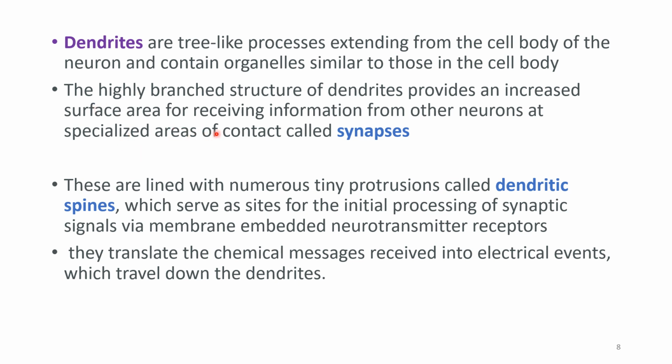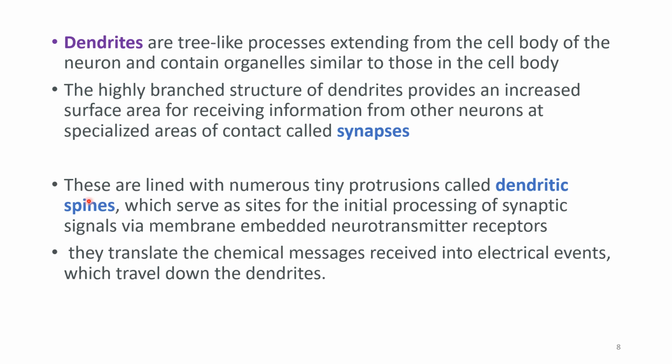So it is important for receiving the information from other neurons. Particularly at the synapses. So they are specialized areas of contact. So on the dendrites, we have specialized areas of contact to receive the information. Those specialized areas are called synapses.